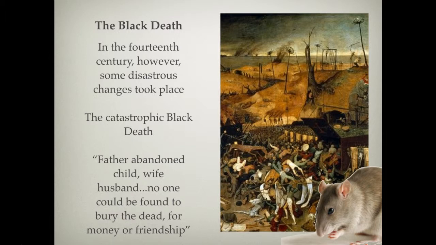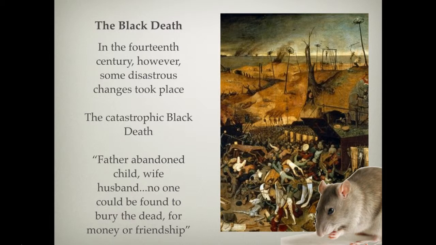And now here's one quote that was said during that period: "Father abandoned child, wife husband, no one could be found to bury the dead, for money or friendship." That quote kind of gives an image of what this really looked like and how disastrous it might have been. That really people kind of transitioned into a survival mode where the kinds of relationships that we normally see in human life are abandoned. Father abandoning child, wife, husband, it didn't matter. No one cared anymore. Everyone had to flee and run and survive on their own.